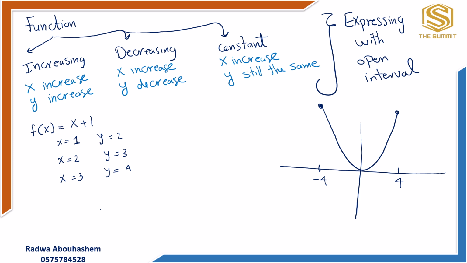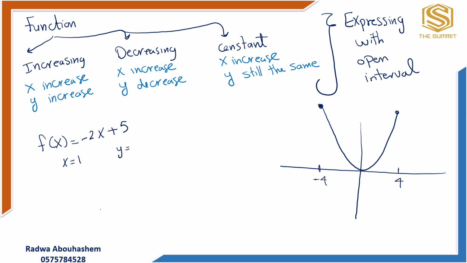Okay, decreasing: if x is increasing, y decreases. Let me give you another example. f(x) = -2x + 5. If I put x as 1, negative 2 times 1 gives me negative 2, plus 5 gives me 3. If I put x as 2, negative 2 times 2 is negative 4, plus 5 gives me 1. So as you see here, x is increasing and y is decreasing, so this is a decreasing function. Okay, now constant means that while increasing x, the y is still the same. So it would be like this.